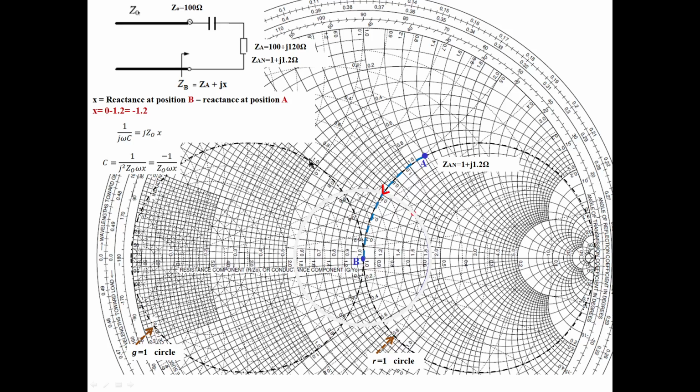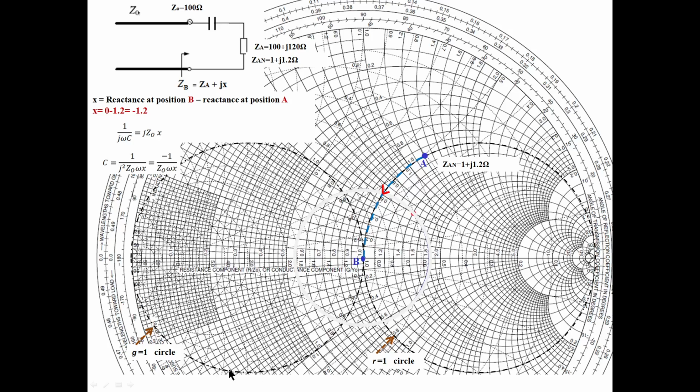Or if the point is on the G is equal to one circle, this is the G is equal to one circle, the conductance circle. If you are on this circle, we can move and reach here. But not on this. If you are on this resistance circle, we cannot move to this point. You should be on the R is equal to one circle like this. We can reach here. We should move only on a resistance circle or a conductance circle. Only the G is equal to one circle.